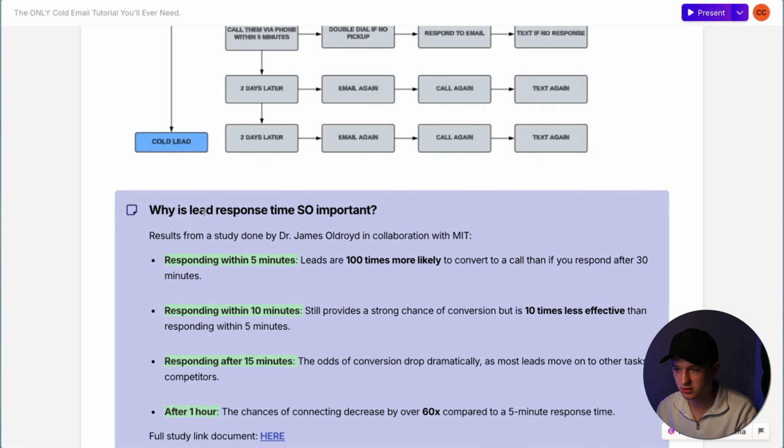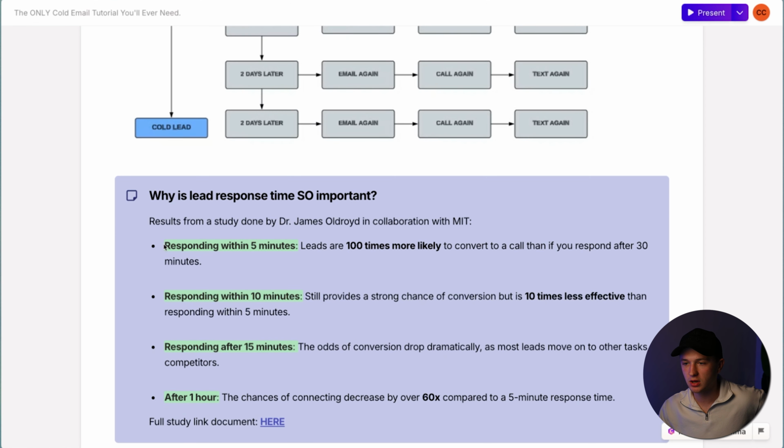So why is lead response time so important? There was a study done with Dr. James Oldroyd, who is a lead gen guy, in collaboration with MIT, Massachusetts Institute of Technology, a huge school, you probably know it. You could check out the full data and report in this link here. Basically, it came down to this.